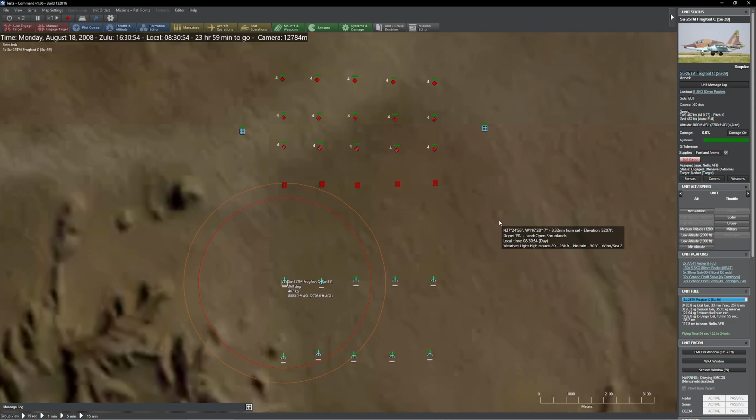So we're swinging across here. Everybody's locked on. They're about 3,000 feet up. And the fireworks start.